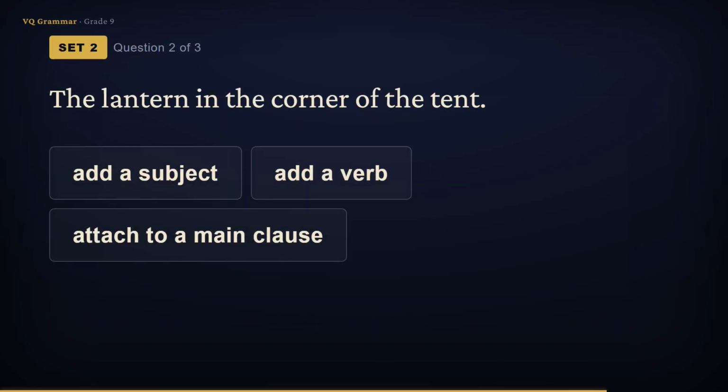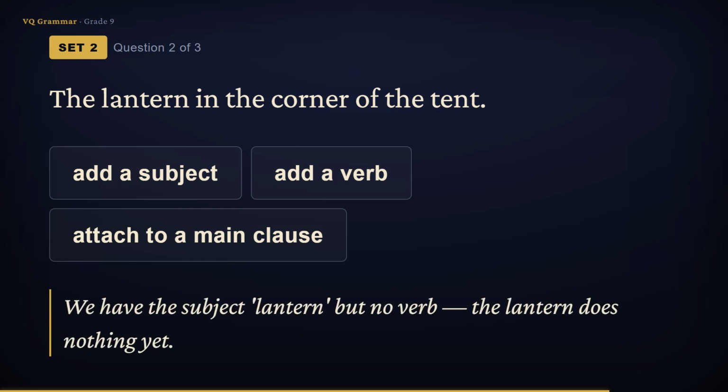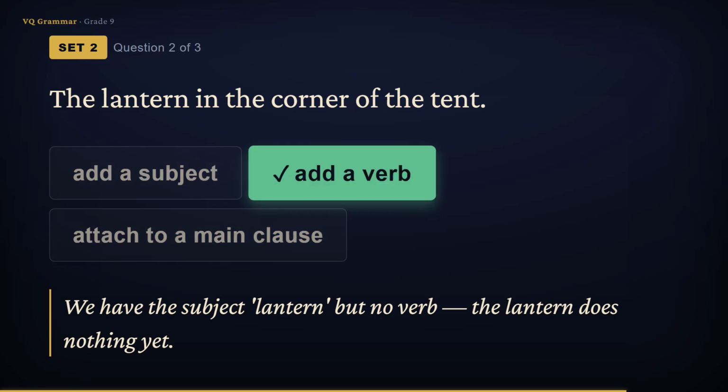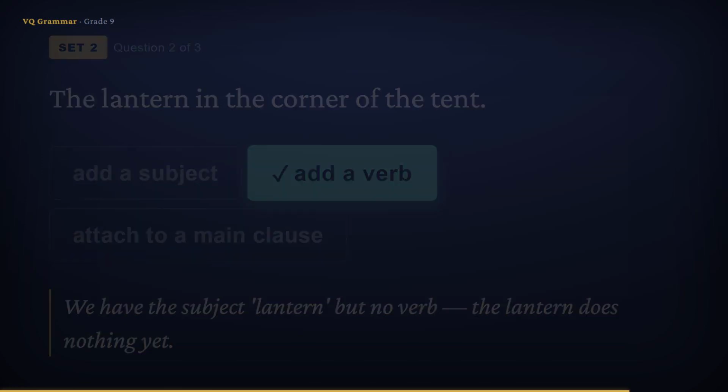The lantern in the corner of the tent. This time we have a clear subject, the lantern, but it isn't doing anything at all. What did the lantern do? We need a verb, say, the lantern glowed. So the fix here is to add a verb.